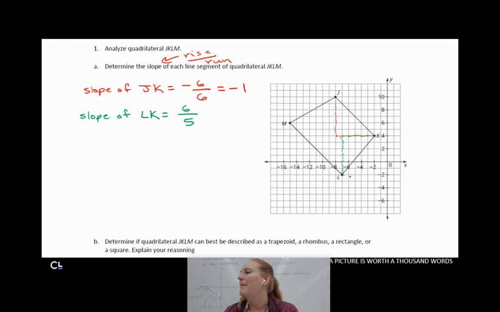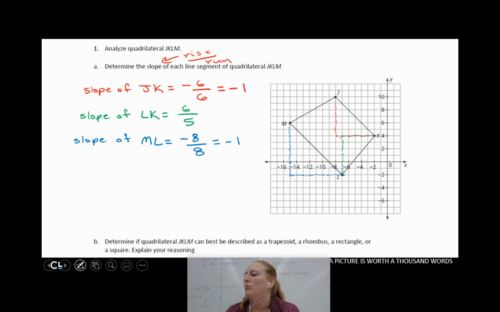So let's do ML. So slope of ML. To get from M to L, I do have to go down. Ooh, and it's a lot. 1, 2, 3, 4, 5, 6, 7, 8. Oh my gosh, I dropped like 8 units. So there's my rise and my run. 1, 2, 3, 4, 5, 6, 7, 8. Great. So I have a run of 8. Oh, which simplifies as well. -8 over 8 is, of course, -1. Hey, those are the same. I feel like that should tell us something. We'll talk in a minute.